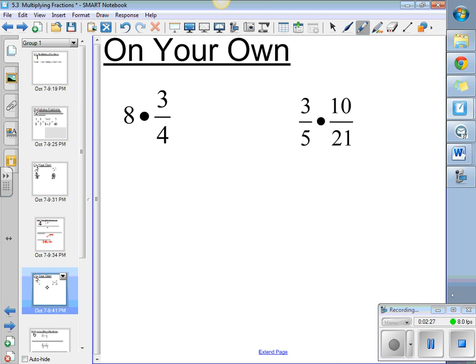All right, so on your own, 8/1 times 3/4. Hopefully you see that both 4 and 8 have a factor of 4 in them. So to simplify, you get 2 when you divide and a 1. So you get 2/1 times 3/1. You multiply and you get 6.